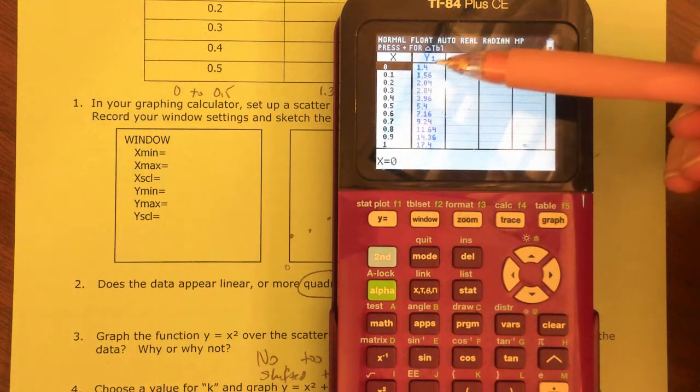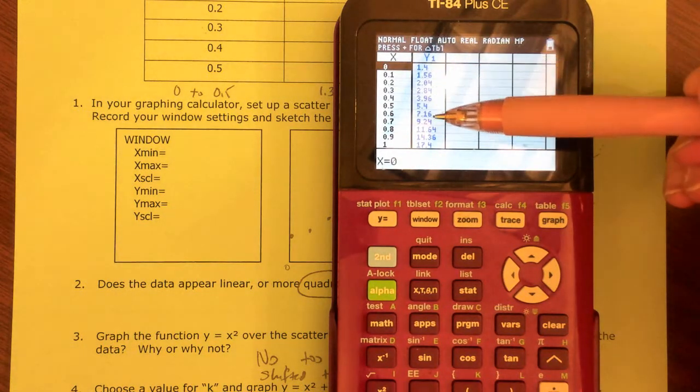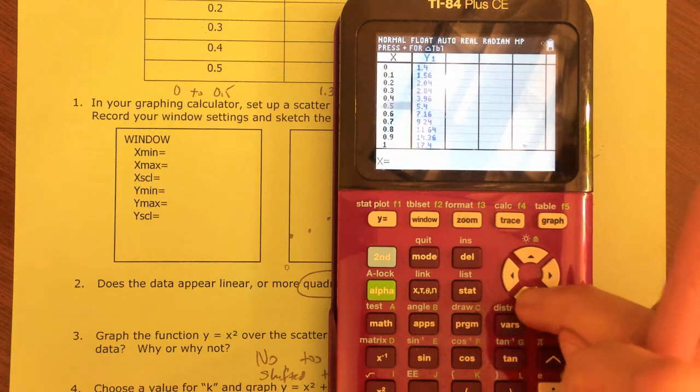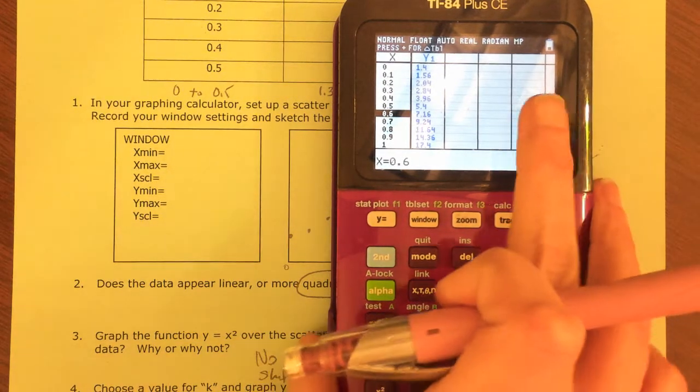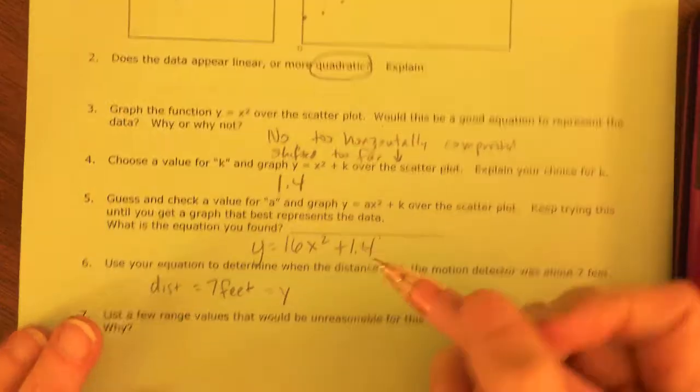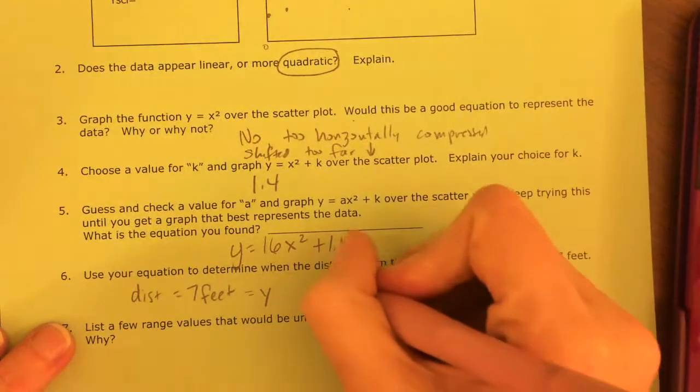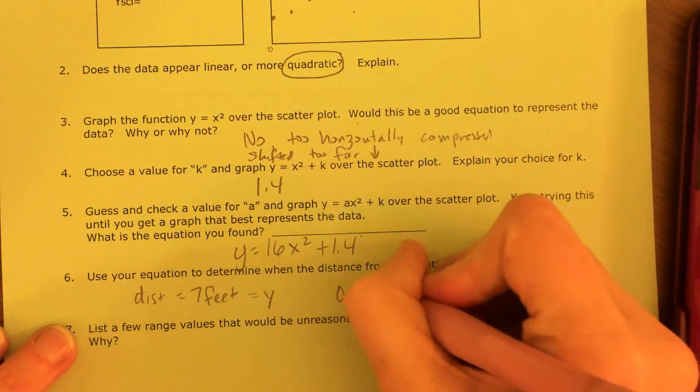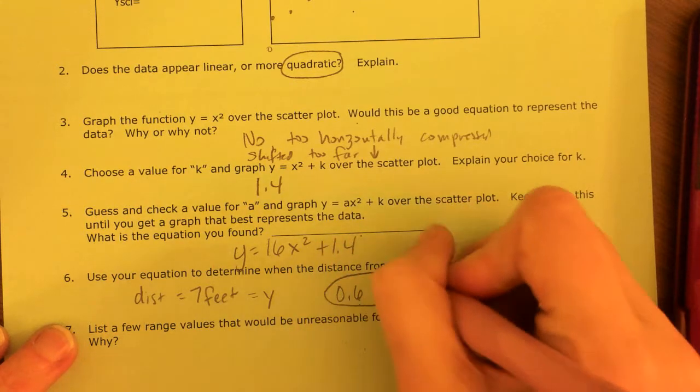Now when I look at the table, I can see it's going up by 1/10, and there, I see a value right there, and I could get closer, but 0.6 is good enough for me. So I think that after 0.6 seconds, that's when it's at about 7 feet. Now there's another value.